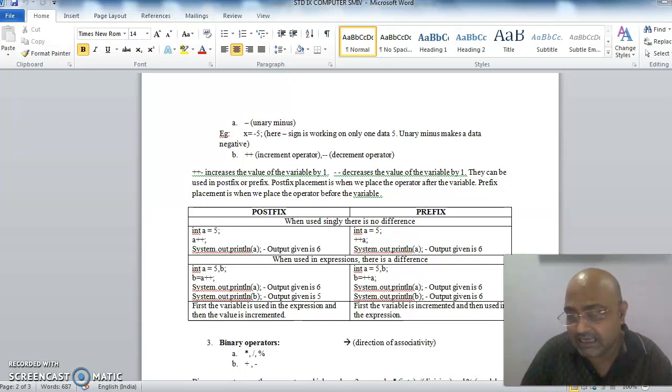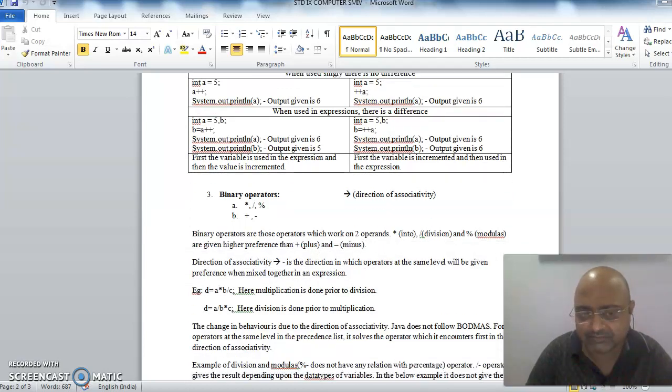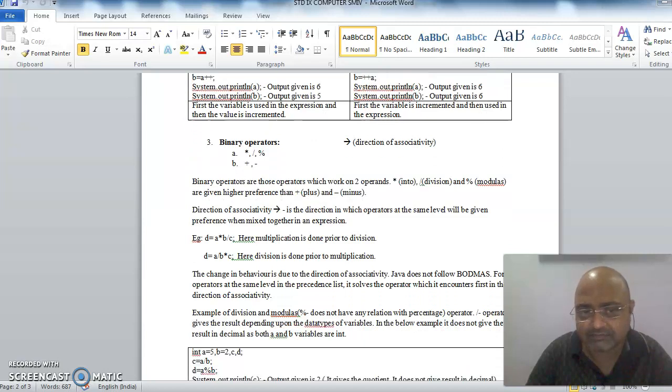So that is a catch, and you need to understand this, that in postfix first the variable will be used in the expression and then the value will be incremented, and in prefix first the variable is incremented and then used in the expression. Now a number of questions to find output are given in your book. Please try them out so that you understand them in a better way, or you get some practice there.